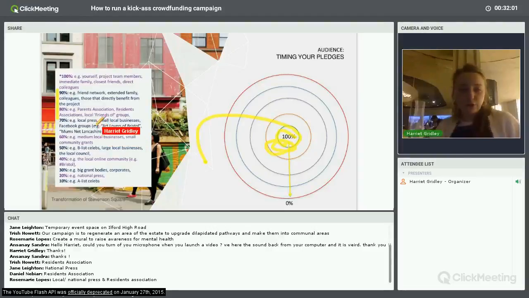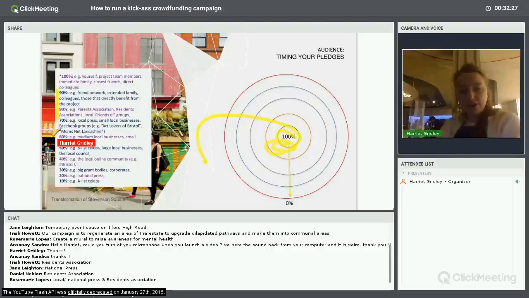So once you've done those online groups and the smaller businesses in the area, you can start going to slightly bigger businesses and community grants potentially. The reason for starting with the small businesses is because you can then get a quote off the small business as to why they pledged. And then you can use that as encouragement to other businesses to come on board.